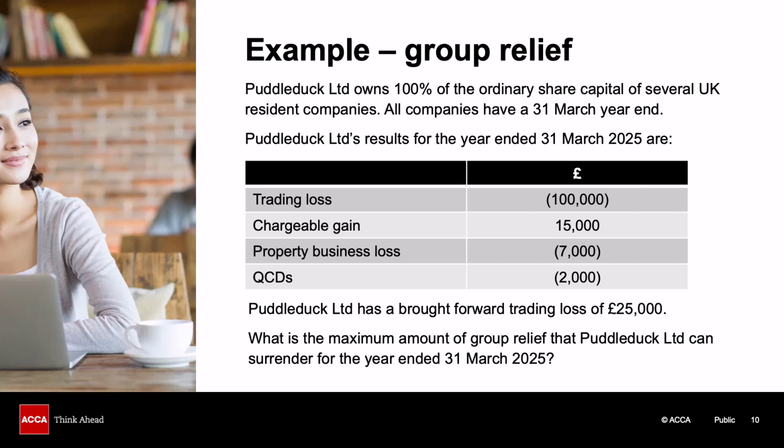Now, we're going to look at an example of working out the amount of group relief available to be relieved. So we've got Puddle Duck Limited here that owns 100% of the ordinary share capital of several UK resident companies. All of them have got a 31st of March year end. Puddle Duck's results for the year ended 31st of March 25 show a trading loss of £100,000, a property loss of £7,000 and QCDs of £2,000 alongside a chargeable gain of £15,000. And we're also told the company has a brought forward trading loss of £25,000. We're being asked what is the maximum amount of group relief that the company can surrender for the year ended 31st of March 2025.